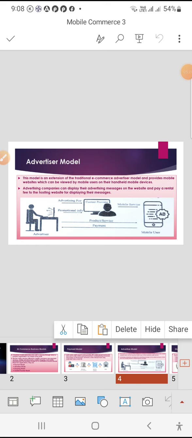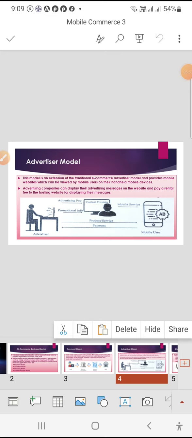The advertising companies pay a fixed fee to the advertising websites for the presentation of their advertising messages. Additional revenue is generated for every purchase transaction the user makes on the website. If you see the slide, you will find the advertiser model. You will see the advertiser, and at the same time the mobile operator in the middle, and the message receiver also, through a server.